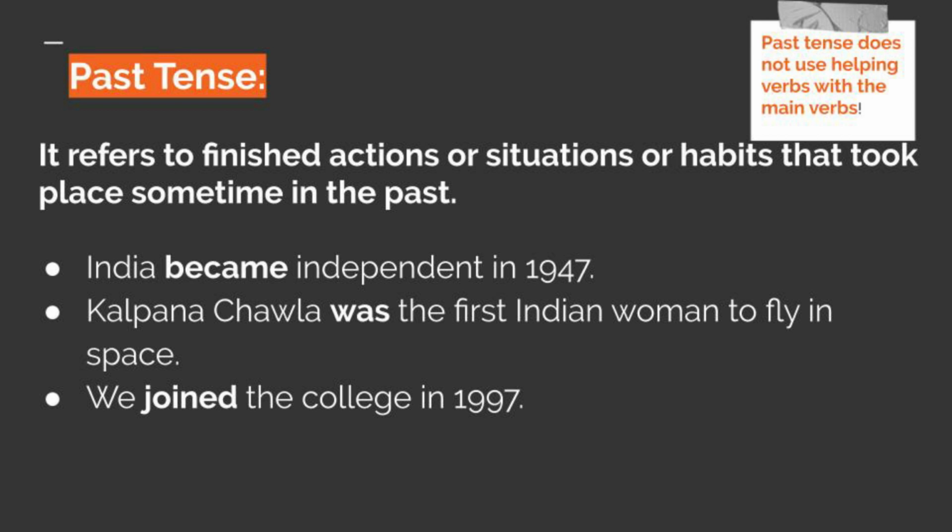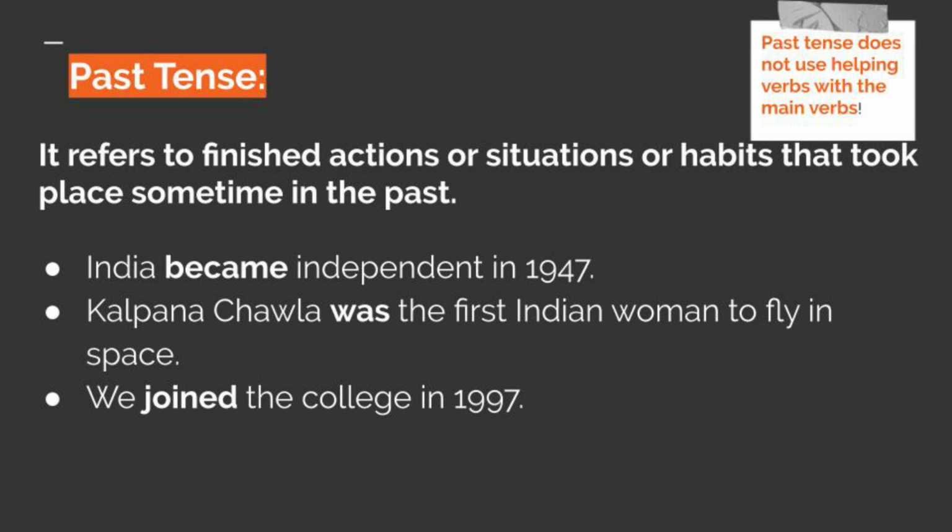But look at the form. Became, was, joined. Yes? What is the present tense of became? Become. Present tense of was? Is. And joined? Join. Look at the sentence if we use the present tense. India become independent in 1947. Kalpana Chawla is the first woman. We joined the college in 1997. Doesn't make sense, yes? Because it is about the past.